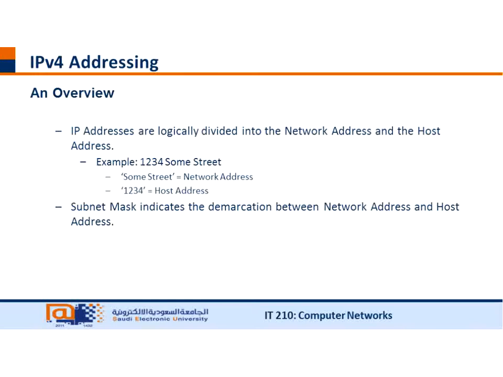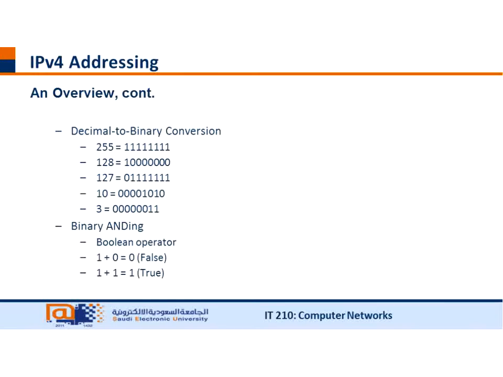So IP addresses are logically divided into two parts. We have network address and host address. If you see this example, 1234 Some Street, Some Street is the network address and 1234 is the host address. Now we have subnet mask also. Subnet mask basically indicates the demarcation, the distinction between network address and the host address.